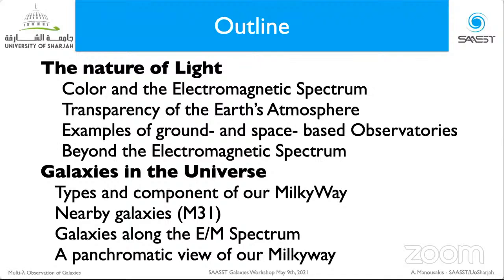And then later on, we're going to see the galaxies in the universe. It is already discussed about the classifications of galaxies, evolutions of galaxies, characteristics of the galaxies like what we have seen over here. I will discuss a little bit more about the components of our galaxies, like what you need in order to have a galaxy. We're going to see an example of a nearby galaxy, in particular M31. And then we're going to see this M31 along the electromagnetic spectrum and what information we can get out of it. And at last, we're going to have a panchromatic view of our Milky Way, which is our very own galaxy.